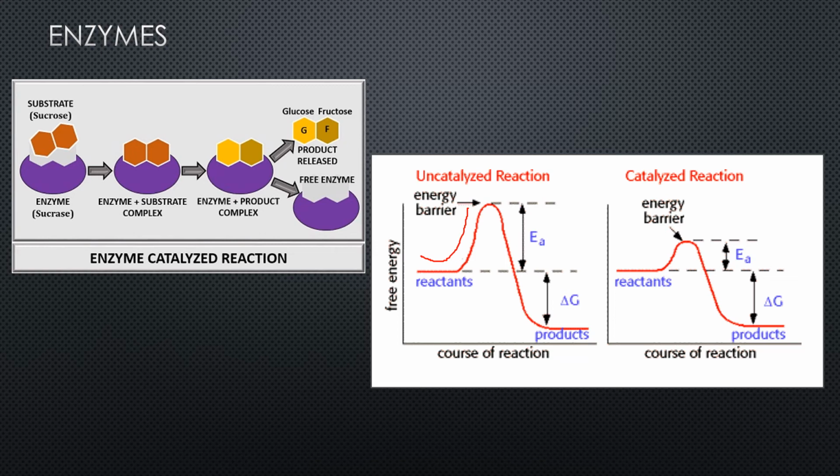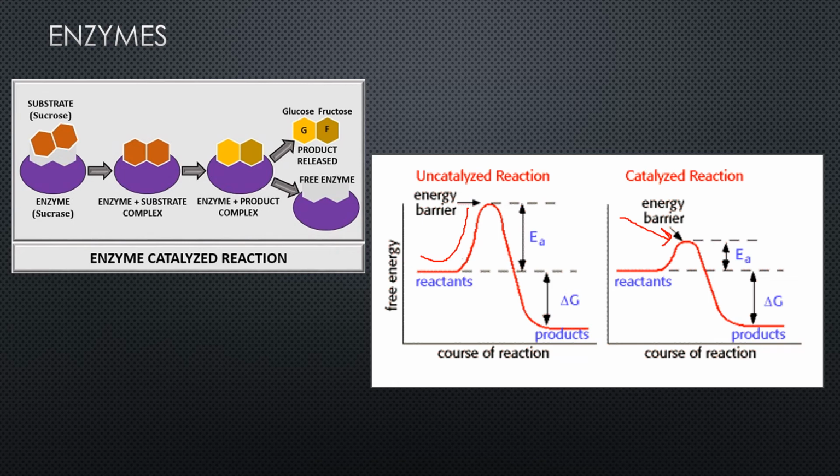That makes all those molecules move faster and bump into each other. So over the course of time, that reaction can happen faster if we add energy to it. What an enzyme does is it decreases the amount of energy needed to complete the reaction.